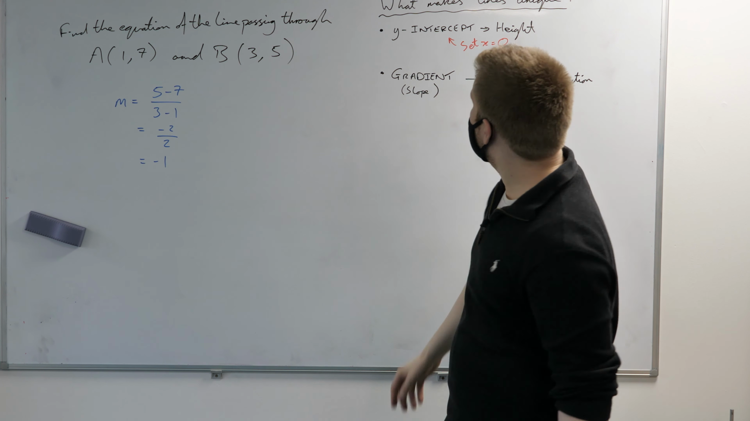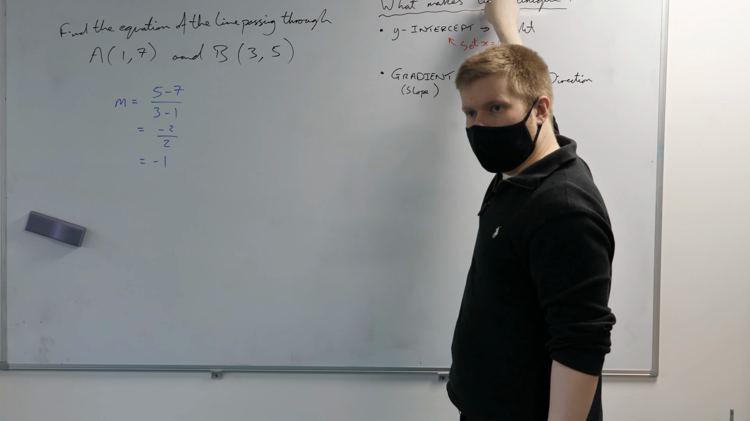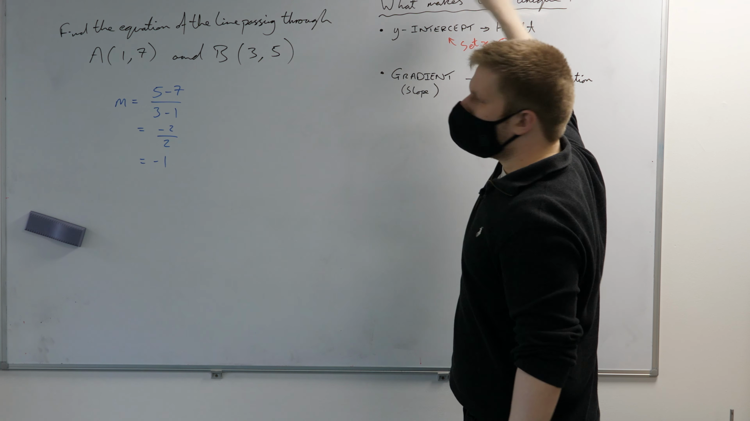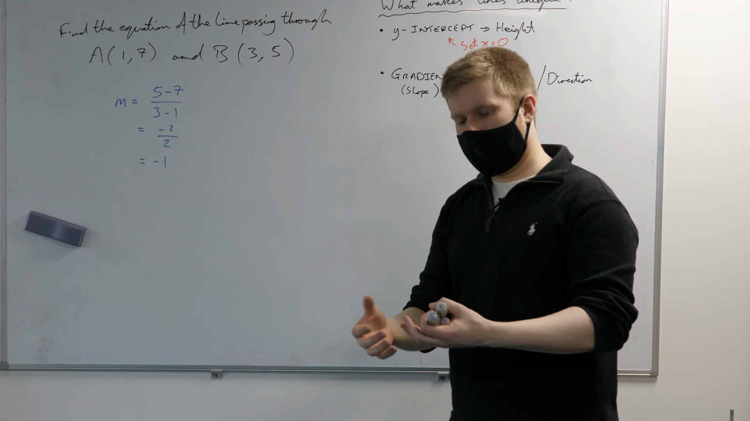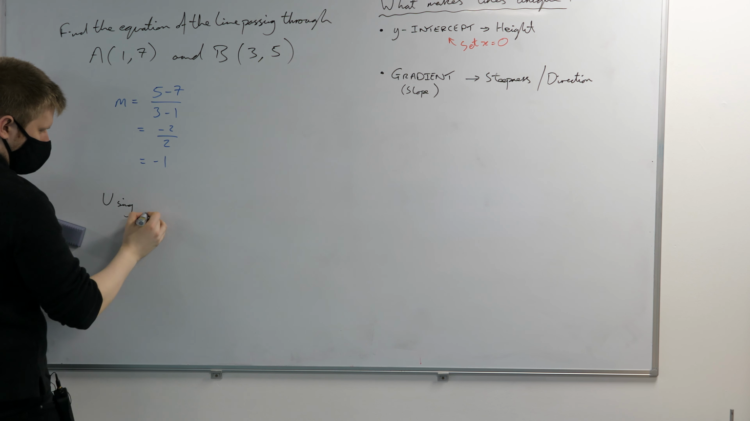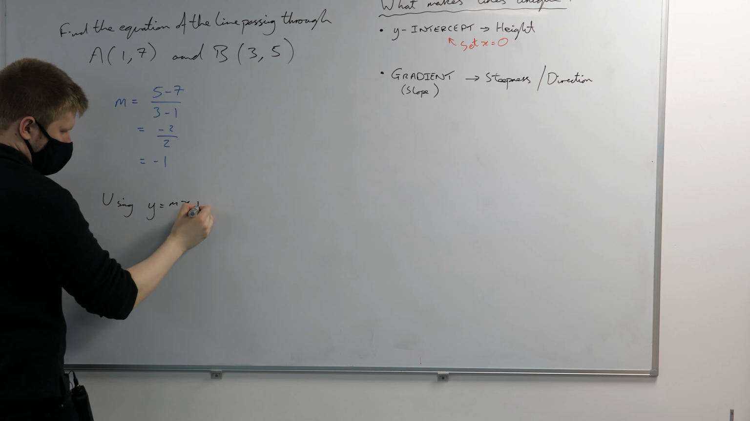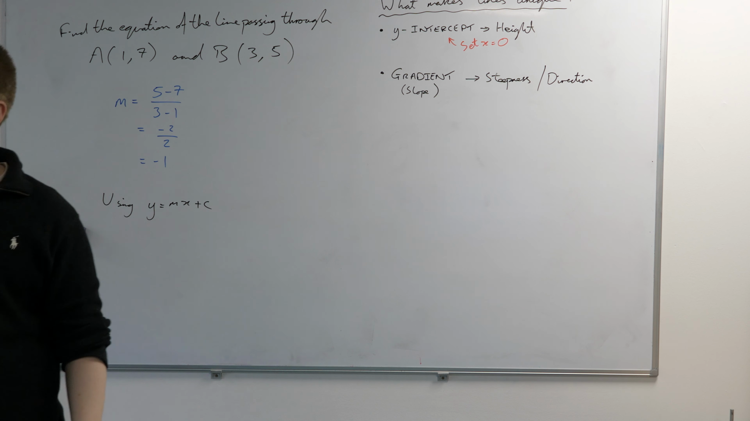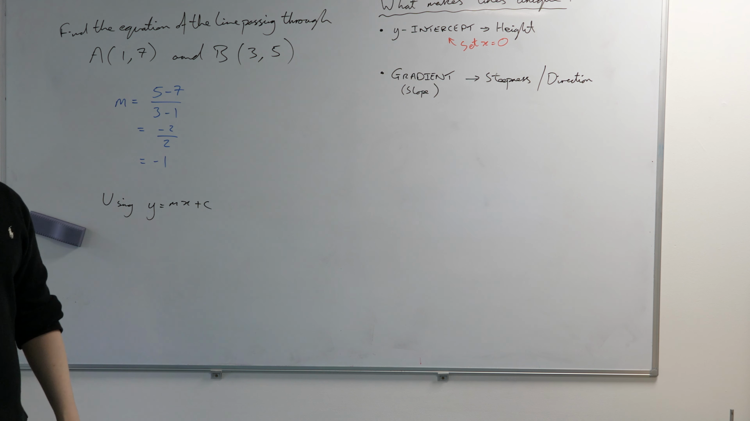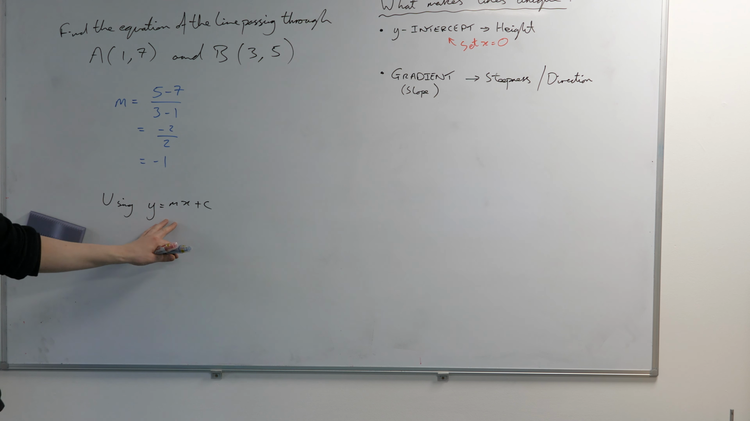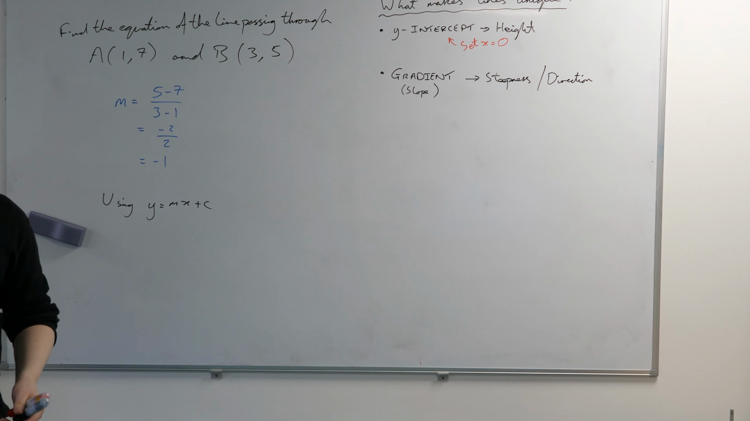So a quicker method is to think, well, I know that is the form that I am after. I'm after y equals the gradient times x plus the y-intercept. So I'm going to start there, using y equals mx plus c. Do we know anything about this line? Do we know y, m, x, or c? Y equals m. Good. So what's the m? It's -1. So stick that into the equation.